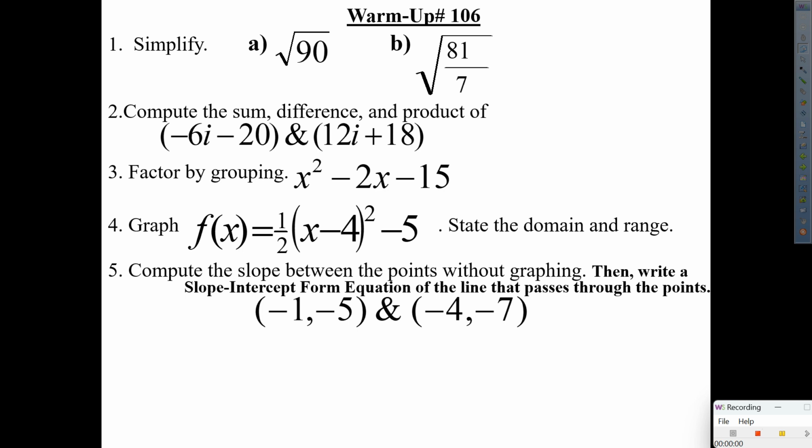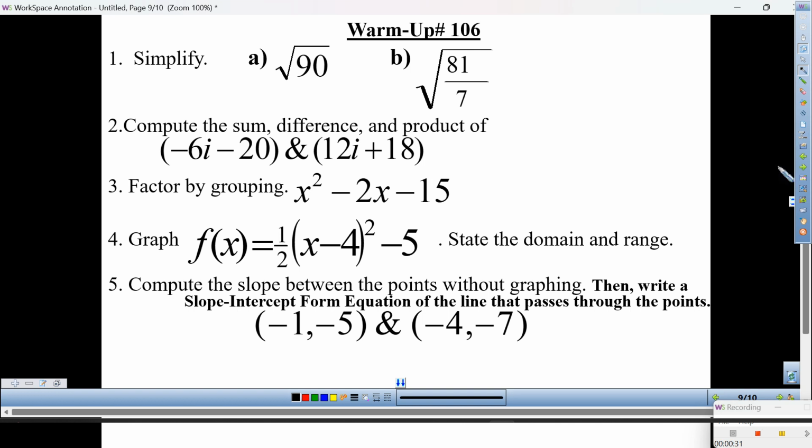Good? Warm-up 106 is on the screen. By now, numbers 2, 3, 4, and 5 should be automatic. I'll go over number 1 just to refresh your noodle. But other than that, let's do this. Warm-up 106. Give you some time for that. All right, here we go. You all ready?